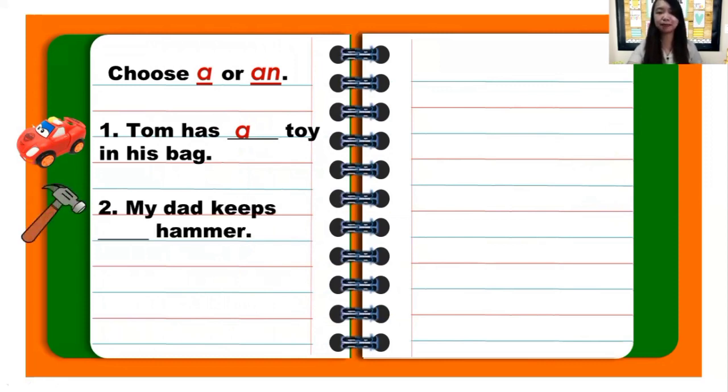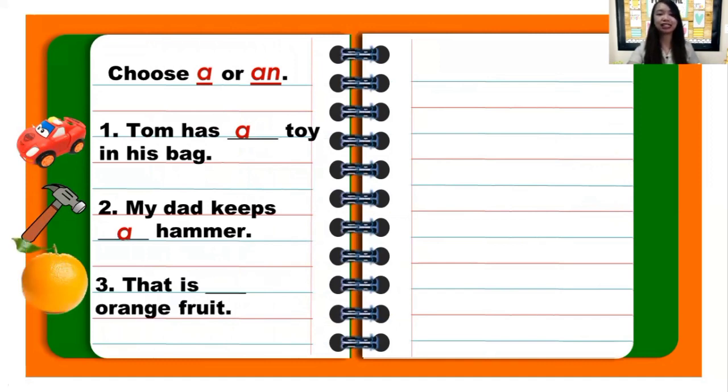For number two, my dad keeps blank hammer. Okay, the answer is a. Okay, and number three, that is blank orange fruit. Now, the answer here in number three is an. Okay, so to complete the sentence, let's read. Number one, Tom has a toy in his bag. Number two, my dad keeps a hammer. And number three, that is an orange fruit.